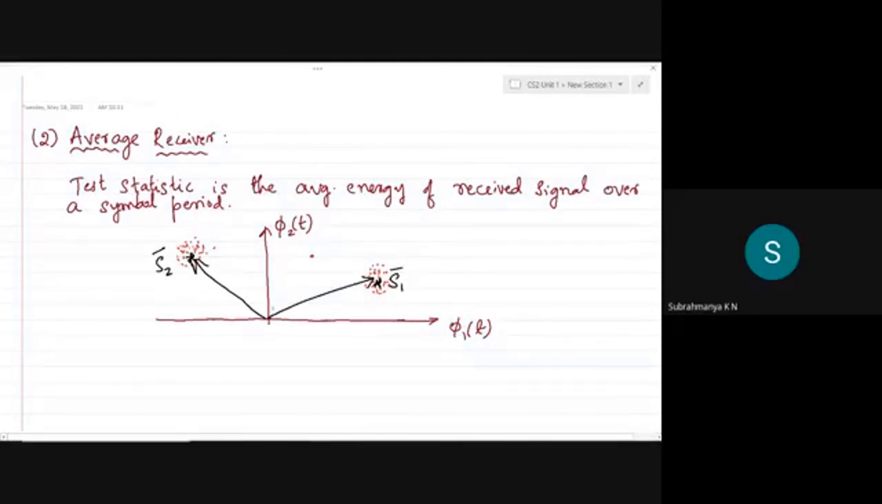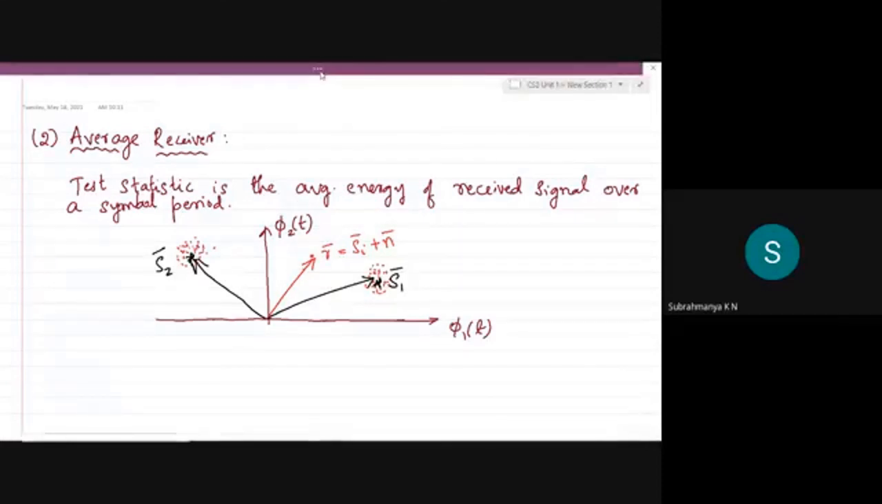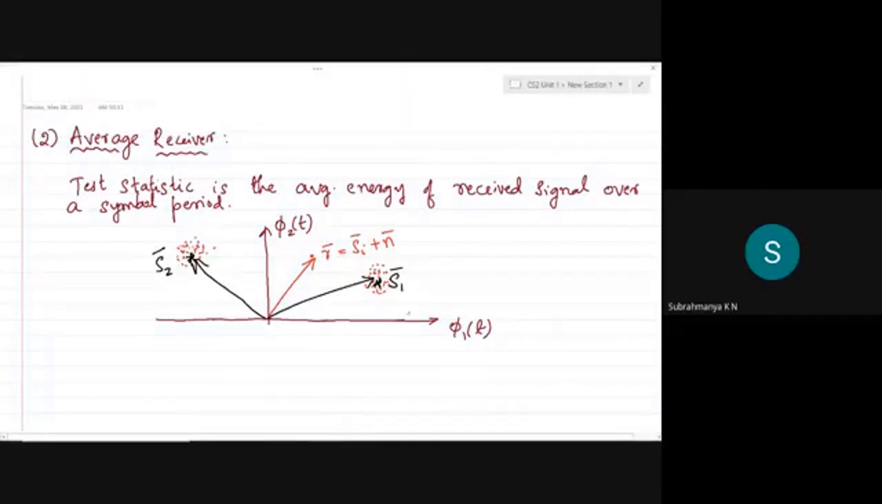Probably it could be at this point. If this is my received vector, call it R, it would be the transmitted symbol plus the noise. This is a corrupted signal, and of course I can represent the noise also as a vector. The midpoint between S1 and S2, because I need to set a threshold to decide which signal was transmitted, is found by bisecting the angle subtended by S1 and S2.